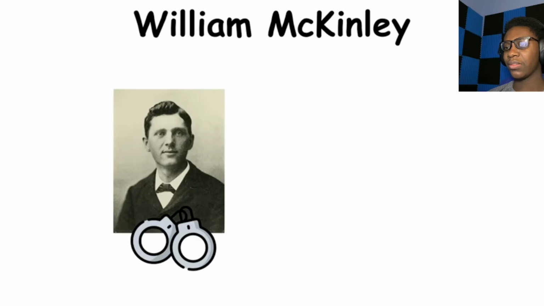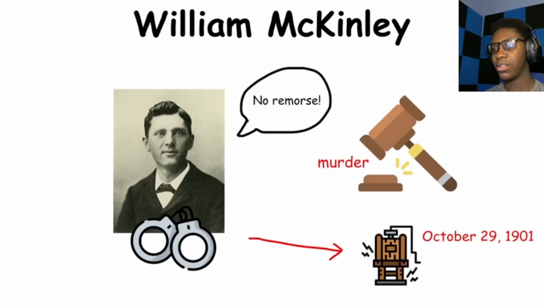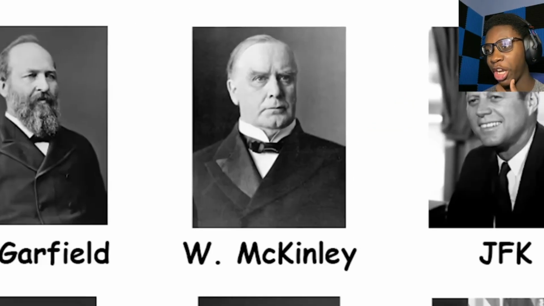Leon Czolgosz was quickly apprehended at the scene of the crime. He confessed to the assassination, expressing no remorse for his actions. Czolgosz was tried and convicted of murder. He was executed in the electric chair on October 29th, 1901. He got the chair.